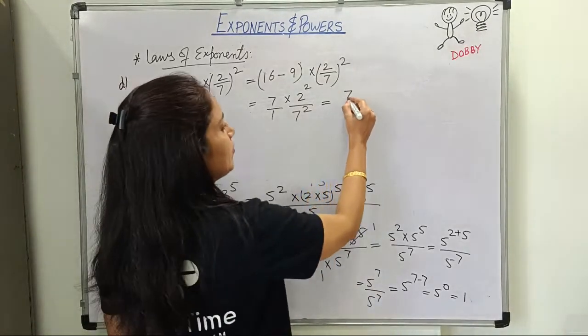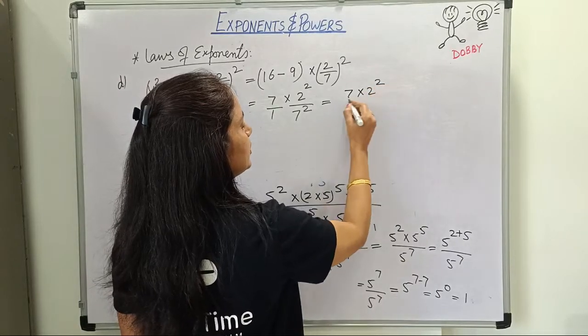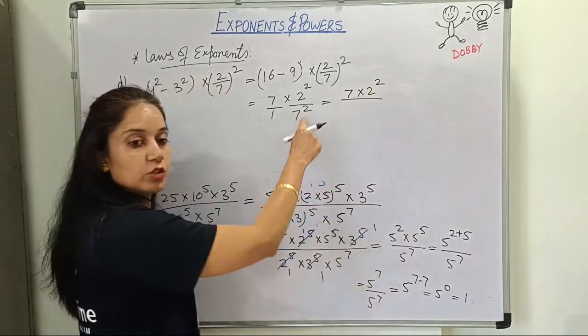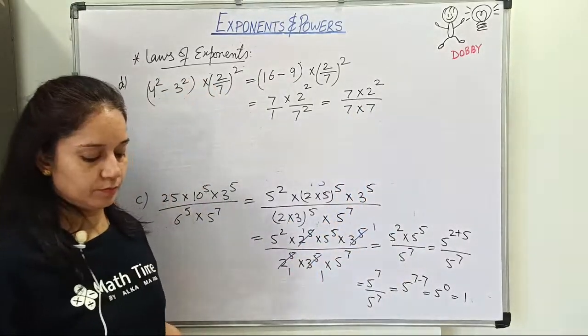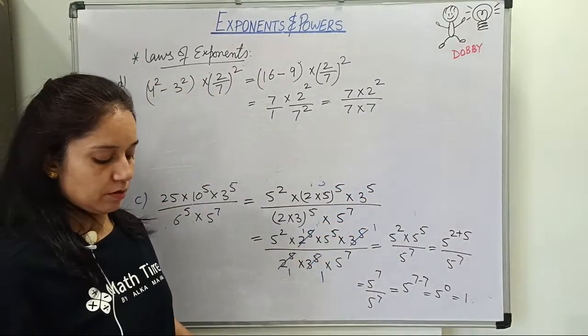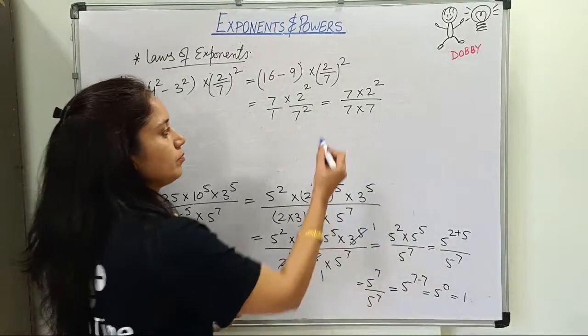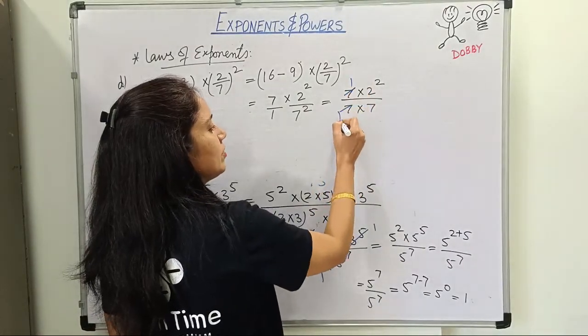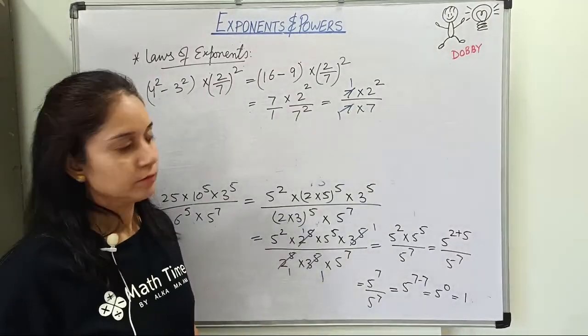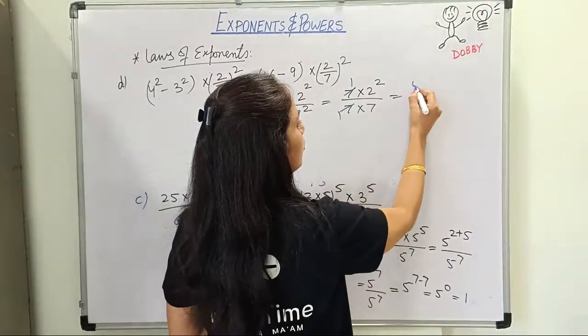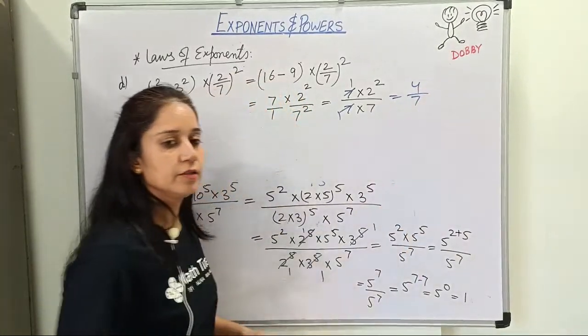Now 7 multiplied by 2 raised to the power 2 is in the numerator, and 7 raised to the power 2 means 7 is written 2 times. Now cuttings. 7 ones are 7, 7 ones are 7. So now solve it. 2 twos are 4 upon 7 is the answer.